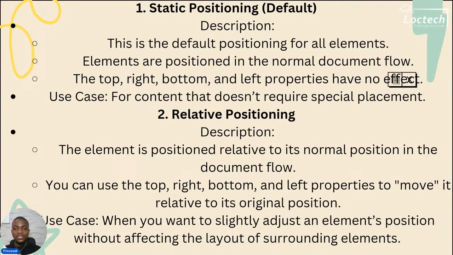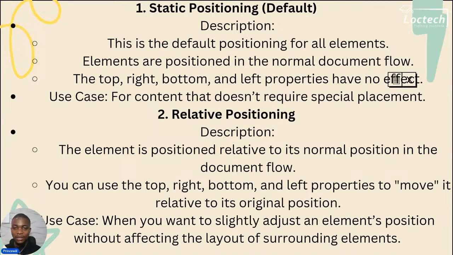positioning. Now, static positioning is the default positioning for all elements, right? Elements are positioned in the normal document flow. The top, right, bottom, and left properties have no effect, right? And then the use case for this static positioning method is for content that doesn't require special placement. So when you're designing your website, you have all content arranged in an ordered format. That ordered format uses this static positioning method. So you don't really need it when you want to give your content a special styling, pattern or placement.